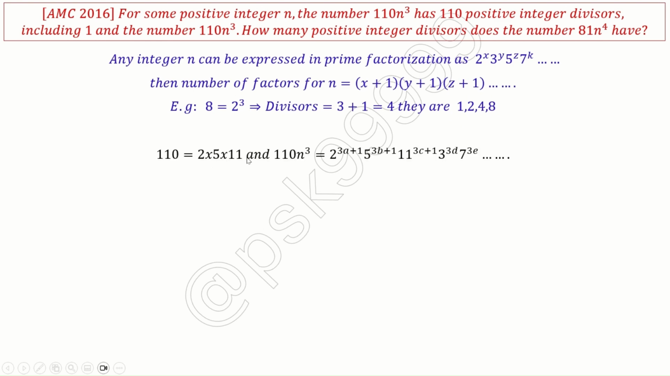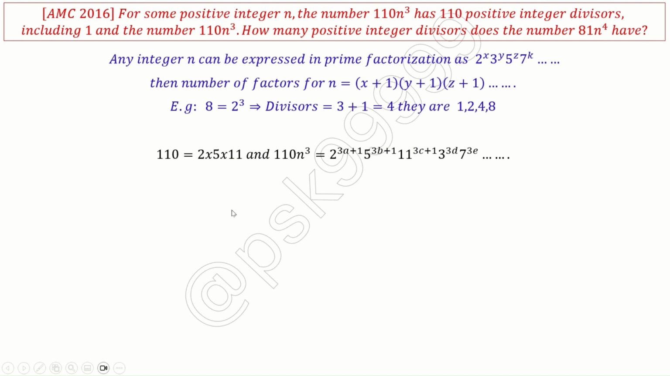110 I can write as 2 into 5 into 11, its prime factorization. Now 110 n cube: n has all the primes 2, 3, 5, 7, but 2, 5 and 11 will get plus 1 because 110 is also there. So n cube will have each power 3 times, and 2, 5 and 11 will have 3 times plus 1. That is 2 to the power of 3a plus 1, 5 to the power of 3b plus 1, 11 to the power of 3c plus 1. Then all other primes to the power of 3 times some number d, e, f, whatever.